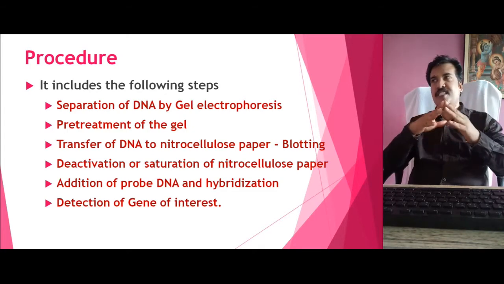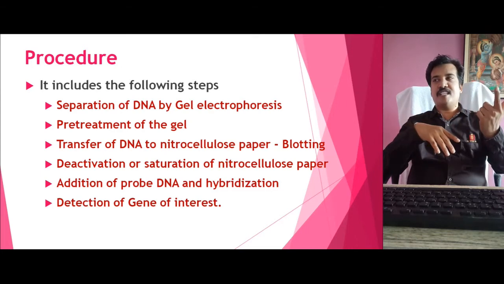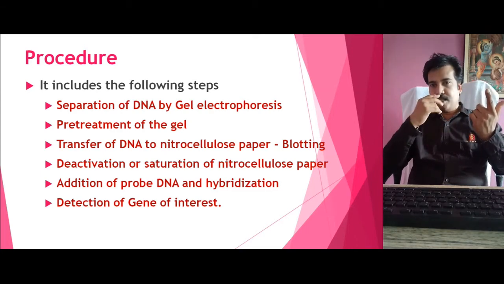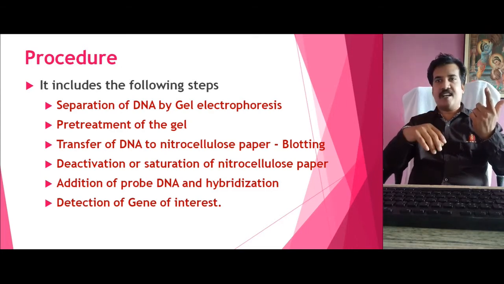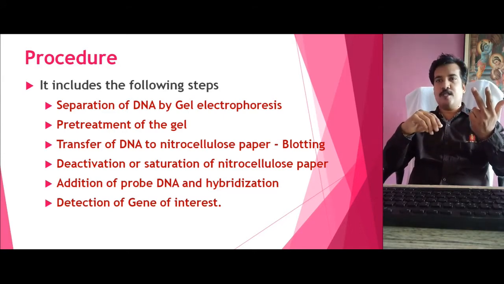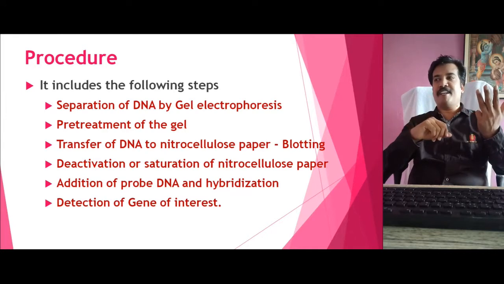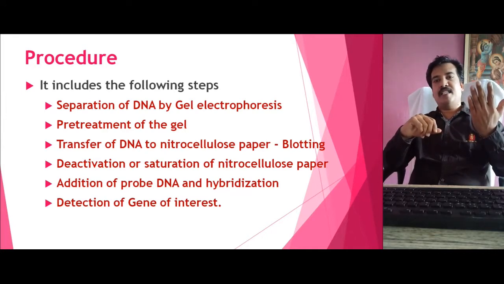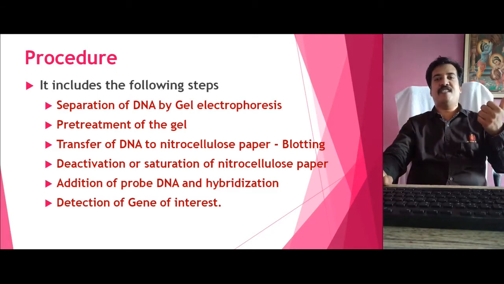That is, the first is the separation of the DNA by gel electrophoresis. Second is the pre-treatment of the gel. In the pre-treatment, we help to separate the DNA into two single stranded forms. Then the transfer of the single stranded DNA onto the nitrocellulose paper we call blotting. Then we do the deactivation or saturation of the nitrocellulose paper, so the probe DNA doesn't anneal to other parts of the nitrocellulose paper except the complementary strand. Then the final one is the addition of the probe DNA, performing the hybridization process, and finally the detection of the gene of interest.